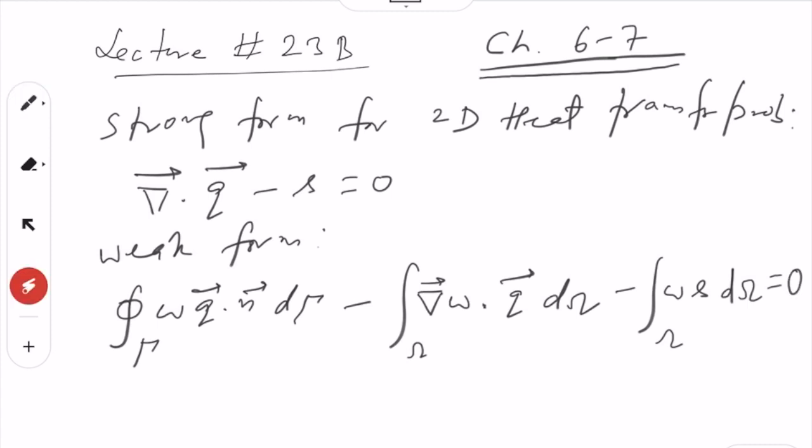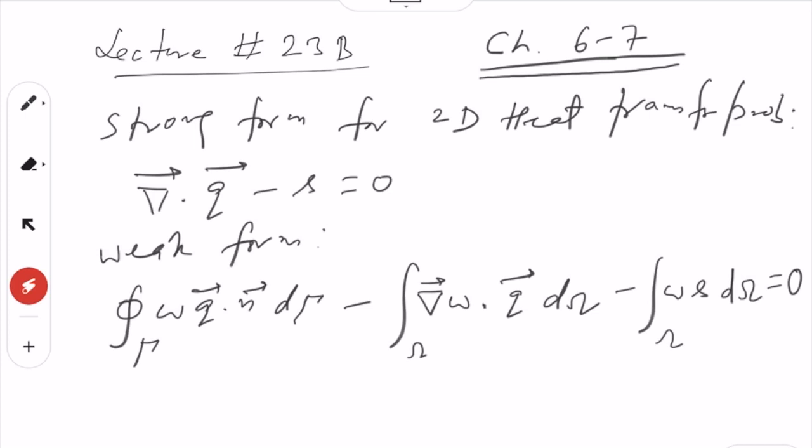So, you can see here that all of them are a scalar quantity. Q dot N is a scalar, W is a scalar, so everything is scalar. Here also this is a vector, this is vector, vector dot vector is a scalar. Here also W is a scalar, S is also a scalar. Hence, it makes sense basically. So, a scalar minus a scalar equal to 0. So, this is a weak formulation.